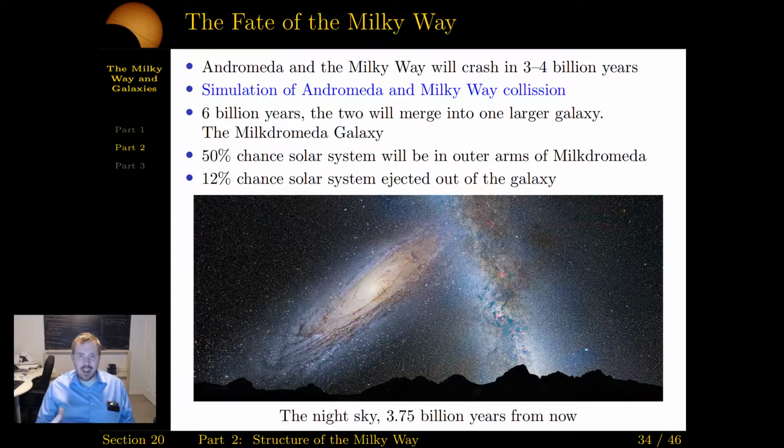Now, remember back in that animation, how when the cores of the galaxies collided, you saw dust flinging out into the cosmos? They didn't come back. So, by our best estimates right now, our solar system, our planet, has about a 50% chance of being in the outer arms of the new Milkdromeda Galaxy. It also has a 12% chance of being that ejected material, the stuff that just gets flung out into the cosmos and is no longer part of a galaxy itself.